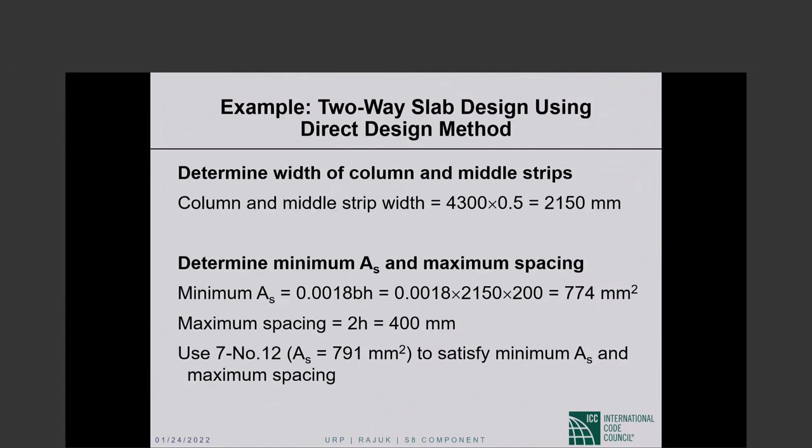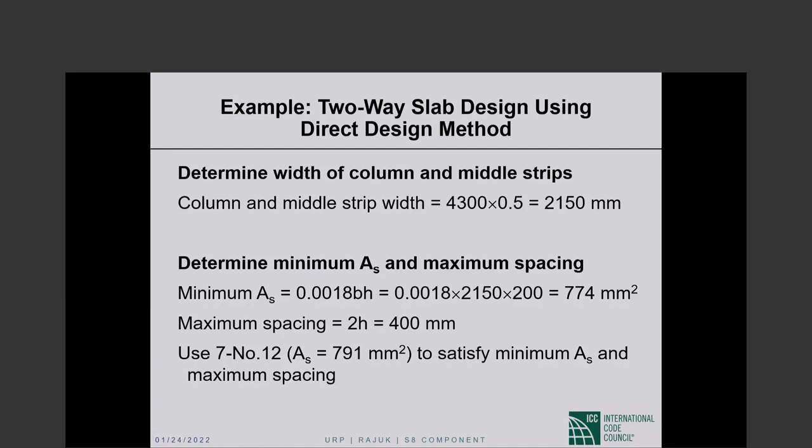Okay, what is our column strip width? We have 2 spans, 4300 and 5500. Shorter obviously is 4300. So column strip width is half of that, 2150, and the middle strip that is left over then is also 2150. I hope this is not a problem. It's totally unnecessary to go back. There are only 2 spans in the picture, 4300, 5500. 4300 is obviously the shorter.